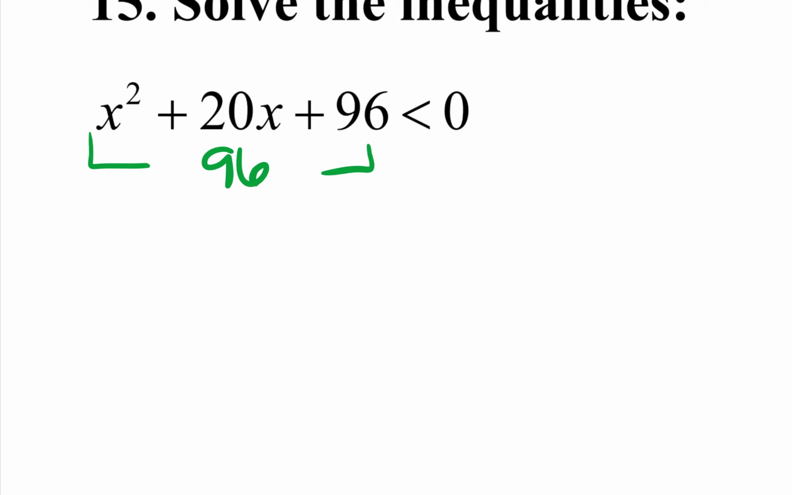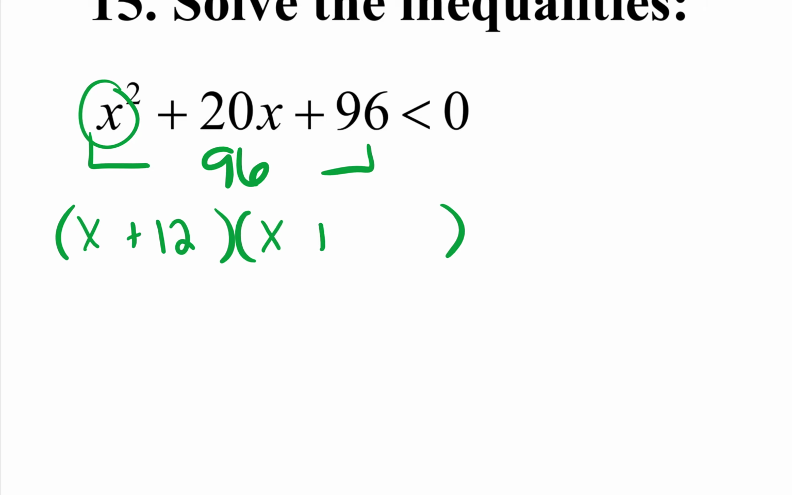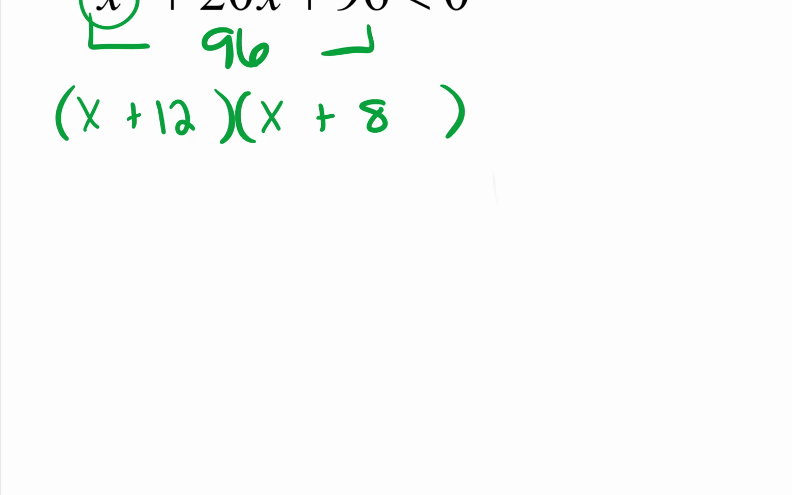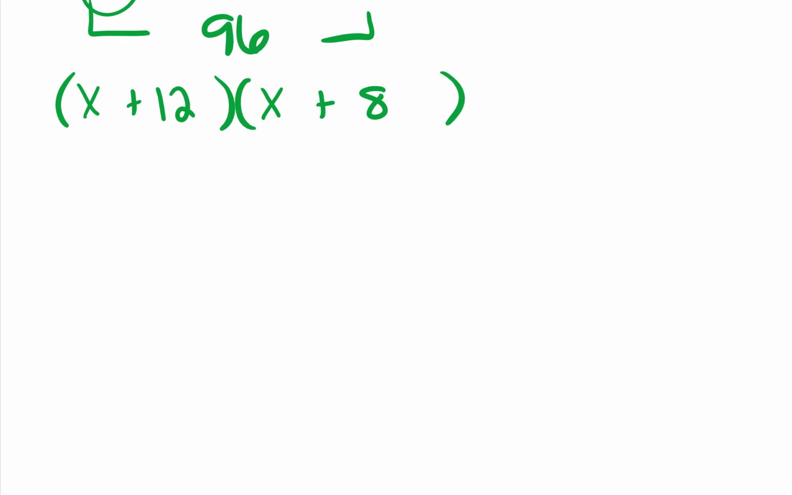So I factor, and I have 96. I know I'm going to have two parentheses, like always. My first x is just x that goes in both, and I need two numbers. Multiply to 96, add to 20. That would be 12 and 8. And I just need to solve these.